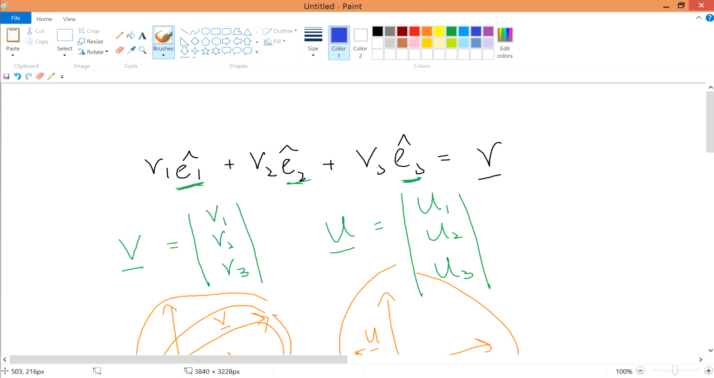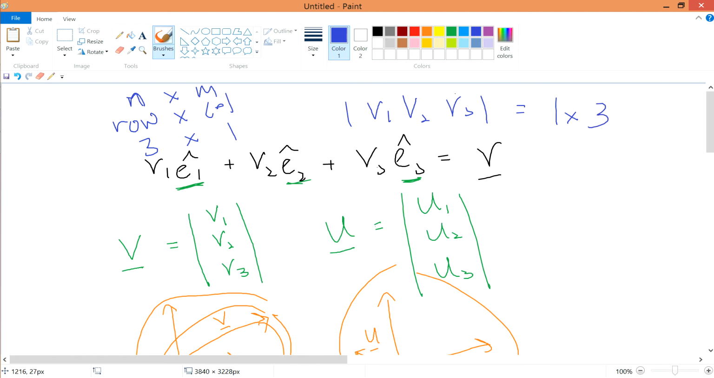The 1 times 3, the meaning of it is just V, it's 1 column, times normally rows times column, n times m. In this case, it is 3 rows times 1 column. If it's a transpose, which is V1, then this whole thing equals 1 row, because it's only 1 row, times 3 columns, because 1, 2, 3 columns.